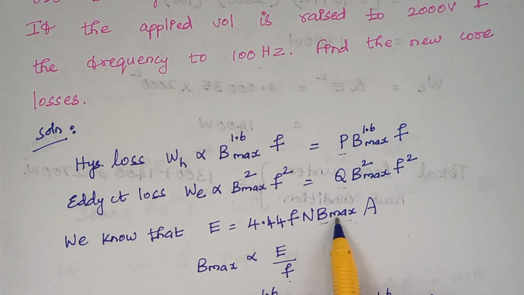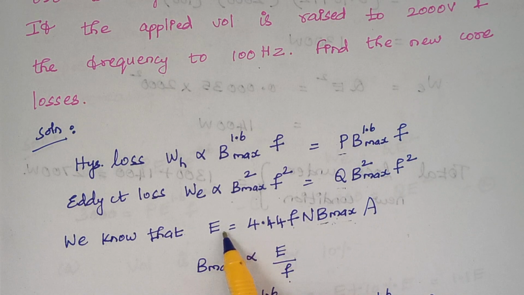So here you see everything is fixed, right, apart from this frequency. You see number of turns, area, these are all set. So B max can be written as E by F. It is directly proportional to E and inversely proportional to F.